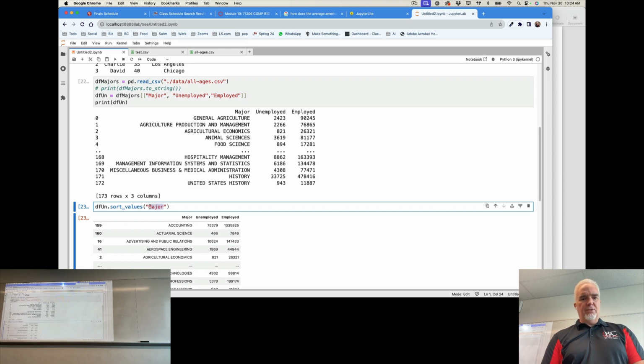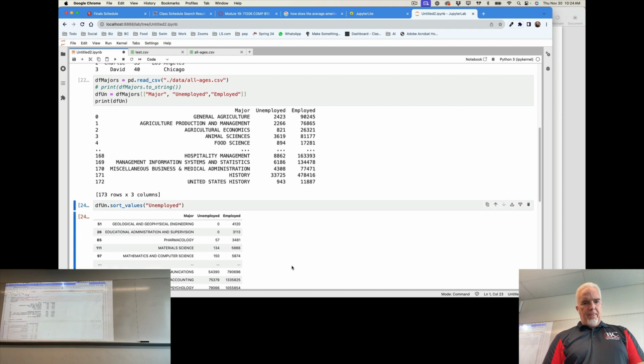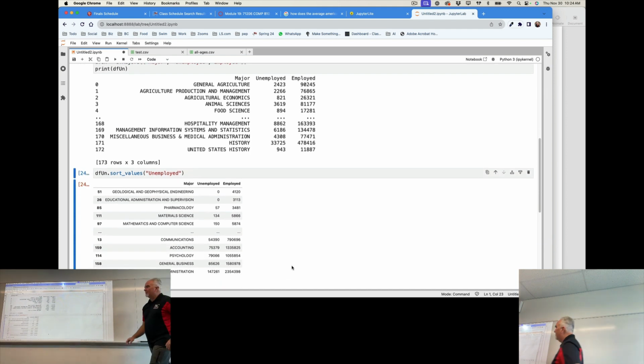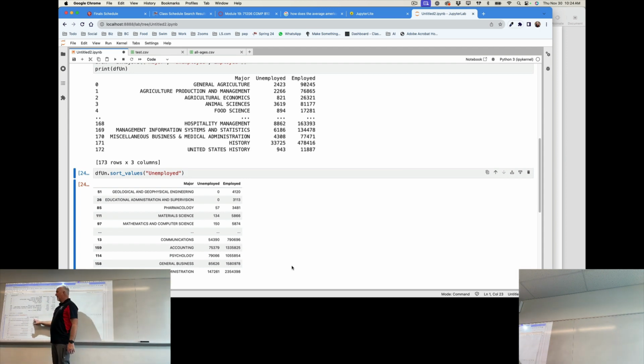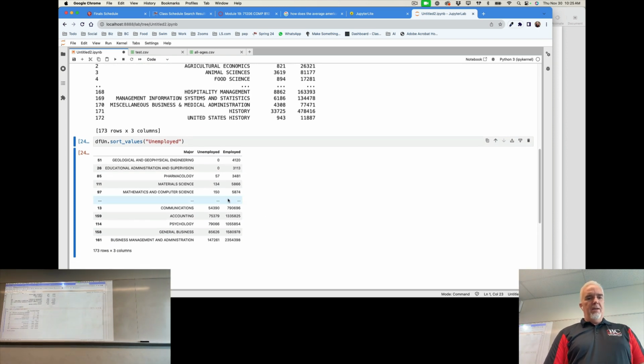Oh, you know what? I sorted by major. I sorted alphabetical by major. Forgive me, just one moment. Unemployed. Okay, so we're starting out with two that have zero, which honestly seems like an error to me. Clearly, there's going to be somebody who's unemployed in those fields, but engineering and educational administration. Also, look at the number employed is really small. It's only in the thousands. So this is a little bit weird data, but that's okay.